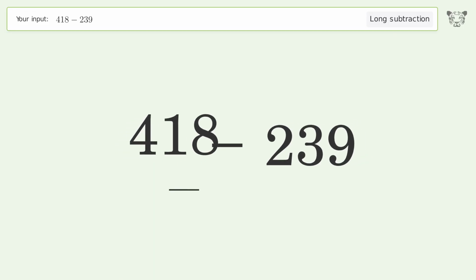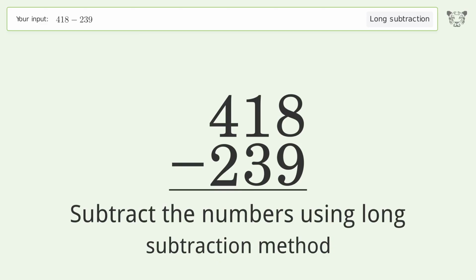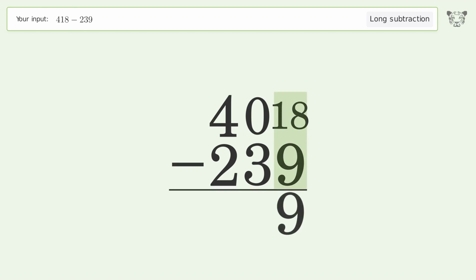Rewrite the numbers from top to bottom, aligned by their place values. Subtract the numbers using long subtraction method. Because the upper digit, 8, in the ones column is too small to get a positive difference, borrow 1 from the digit, 1, in the next number place which becomes 0, and get 18. 18 minus 9 equals 9.